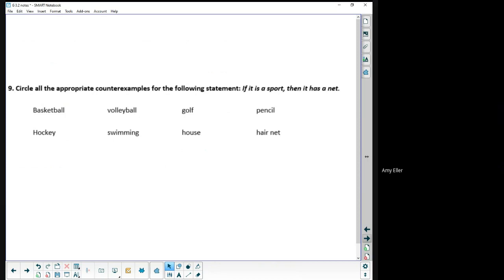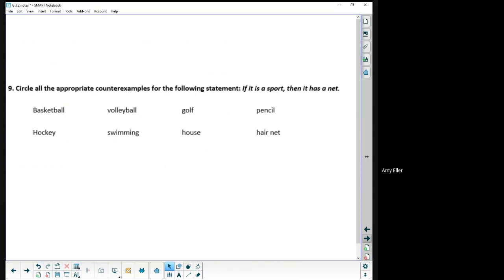Very rarely do people get these correct. A lot of you are getting them correct. I don't think pencil is a sport. Or house. Real estate is a sport. Isn't house like a game of cards? Yeah. We're not going with that. Real estate is a game.